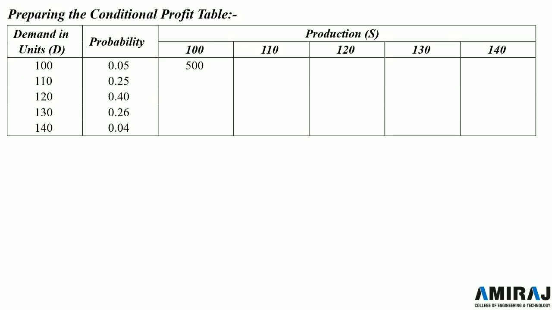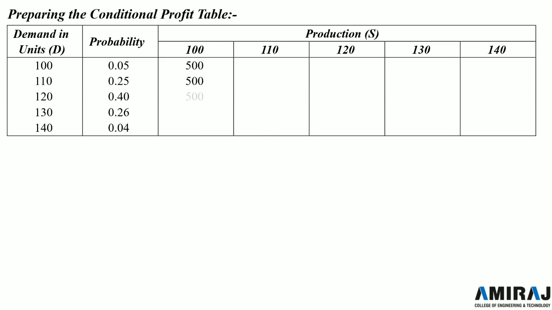The profit is the demand times 5. But here, the demand is 110 units, and if we produce only 100 units, we will have a loss of 10 units. So here also the profit will be 500, because we didn't fulfill the 10 demand, so the profit remains fixed. We cannot get 550 because we produced only 100 units.